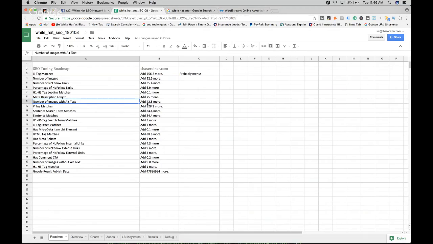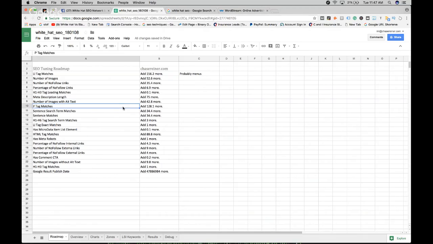The number of images with alt text. So that's 52 or 53 more images, and most of those need alt text. Okay, but not all of them. You would just want to put those in there as good practice, though. Now, note that this factor is not saying alt text matches. It's just saying images with alt text. Right. So the alt text can be honest and genuine about those images. It just needs to be present.